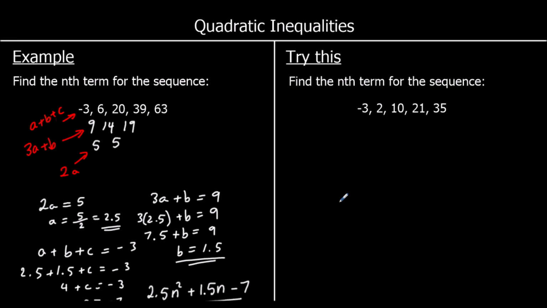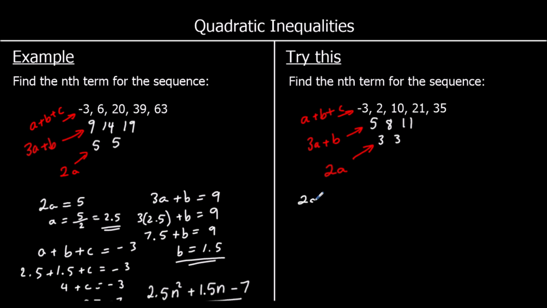And one for you to try. So give it a go. First difference. So we've got 5, then 8, then 11. And the second difference is 3. So we know the second difference is always equal to 2a. The difference between the first two terms is always 3a plus b. And the first term is always a plus b plus c.